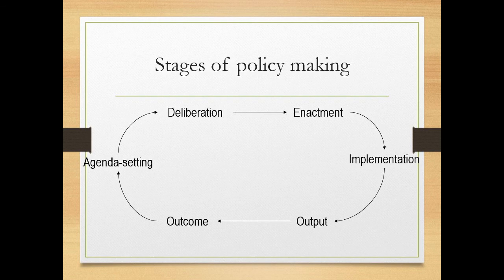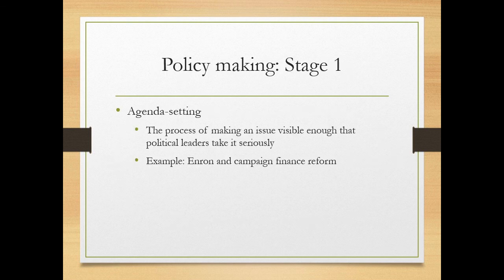Six key elements: agenda setting, deliberation, enactment, implementation, output, and outcome. Policymaking stage 1, the process of making an issue visible enough that political leaders take it seriously. For example, Enron and the contributions of Enron to political committees and to key legislators, and the idea of campaign finance reform. How Enron's political contributions did an end run around legislators' seriousness in forcing Enron to behave correctly.